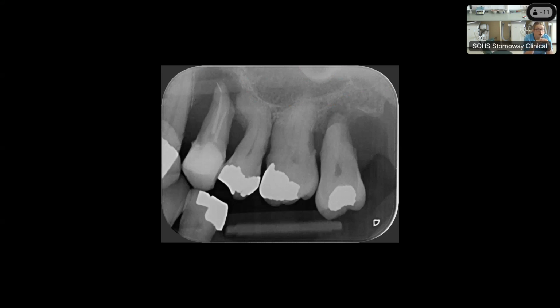I'm not seeing who's got their hand up, but I know someone has. That's me. I'm just looking at the pathology surrounding the apex of the 2.4. Okay. Is that looking at the bone loss, but you can see radiolucency around the apex? I would describe that in terms of bone loss rather than a periapical lesion.